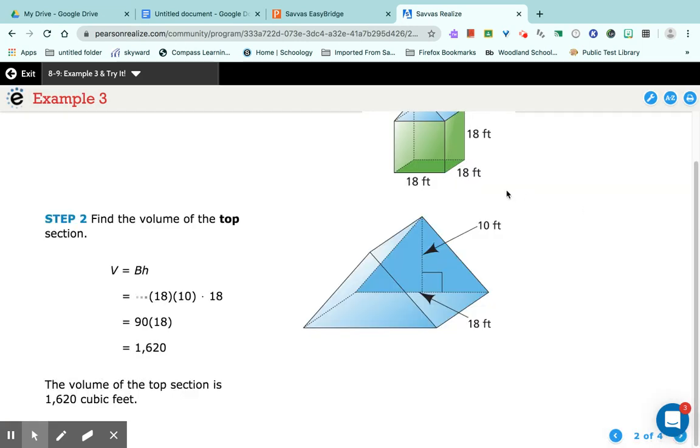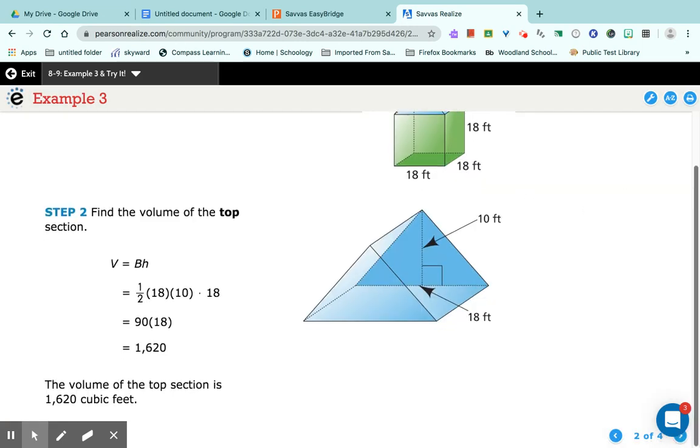Then you have the top section. And because the top is a triangle, you have to divide it in half. So you're multiplying your base 18 times your height of 10 times the other side 18. So you have half of 18 times 10, which would be 90, because it would be 180. Multiply that by 18, and you get 1,620.